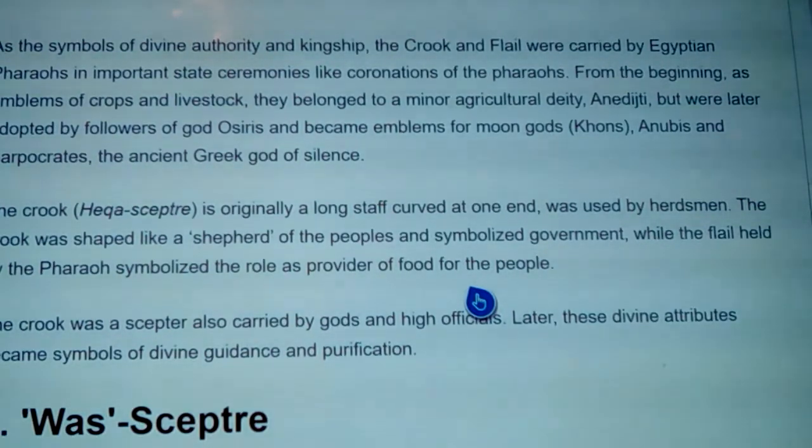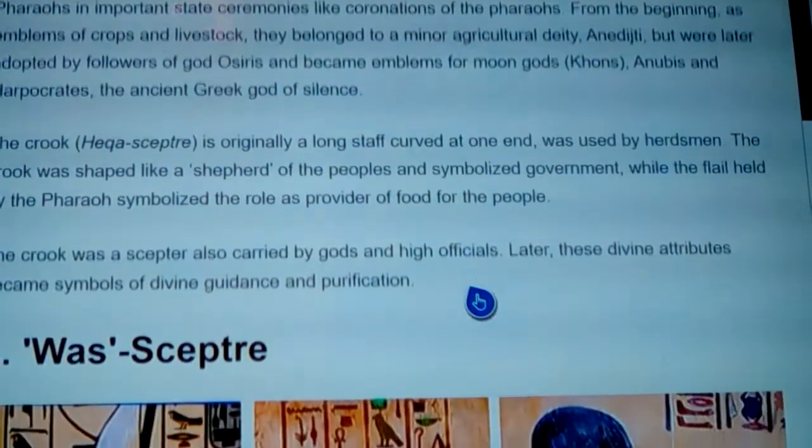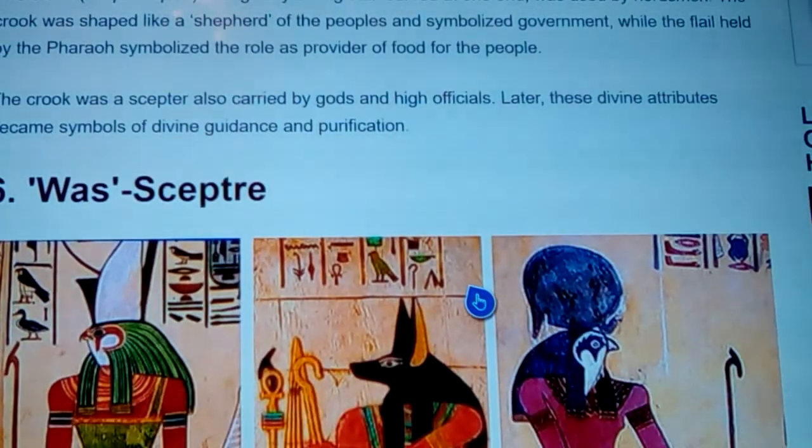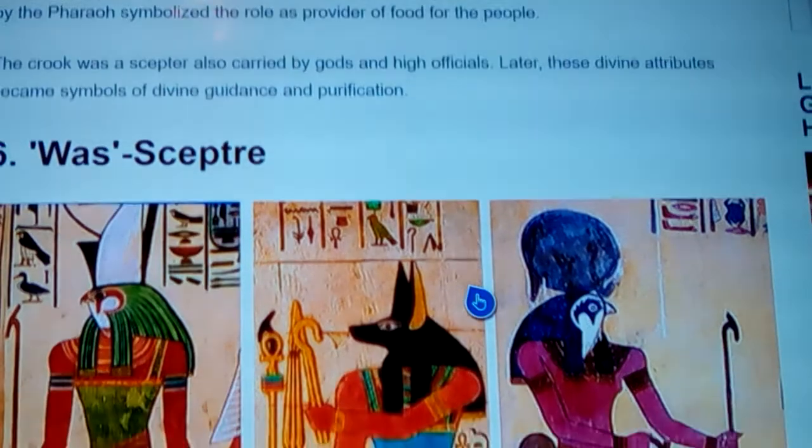But anyhow, the crook is originally a long staff, curved at the one end and used by herdsmen. The crook was shaped like a shepherd of the peoples and symbolized government, while the flail, held by the pharaoh, symbolized the role as provider of food for the people and keeping pests away. The crook was a scepter and also carried by the gods and high officials. Later, these divine attributes became symbols of divine guidance and purification. And it's called shepherds of the people and the flocks, and this is definitely a biblical thing here, but it's directly from Egyptian concepts. But this crook was brought to them by other people.